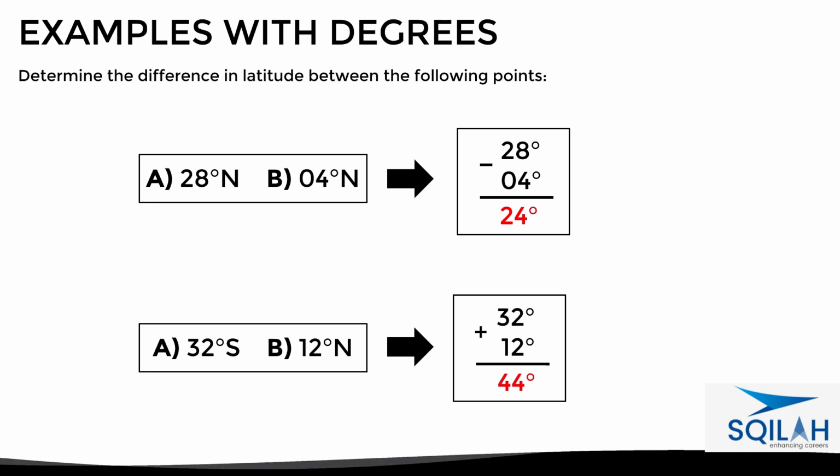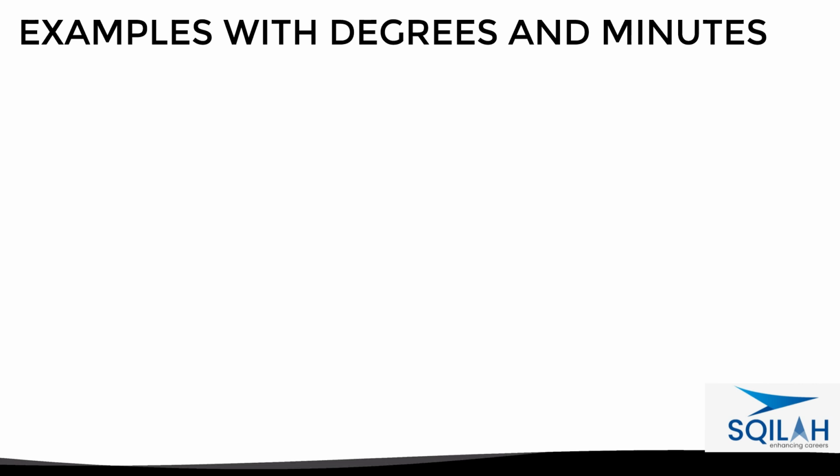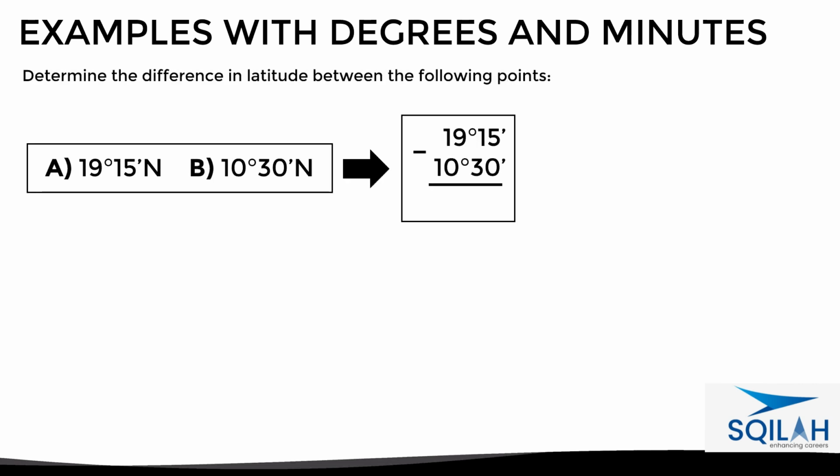Now, up to this point, we have only used degrees for the examples. Let's see how to do this operation with degrees and minutes. In this first case, since both points are in the same hemisphere, we just have to subtract the latitudes. However, subtracting 15 minus 30 can be difficult if done manually.